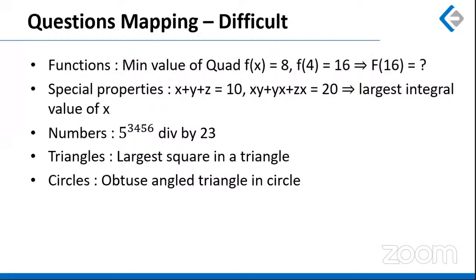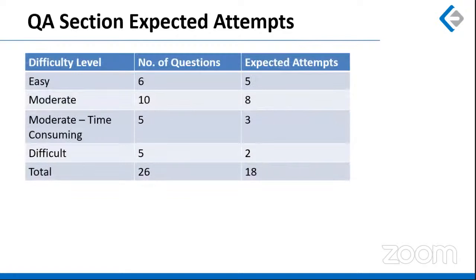So this is the question distribution. We tried to categorize the questions as per the difficulty level, and I have tried to attach the logic. Why am I classifying a particular question as an easy one or a moderate one or a difficult one? Okay. Now let's look at the expected attempts based on the discussion of the difficulty level. So this is what we are expecting.